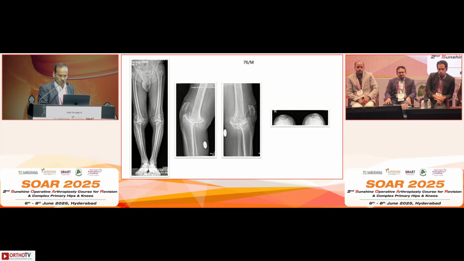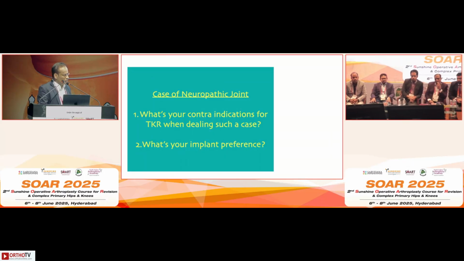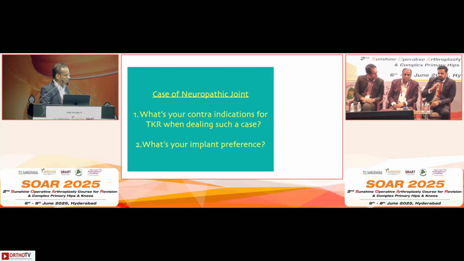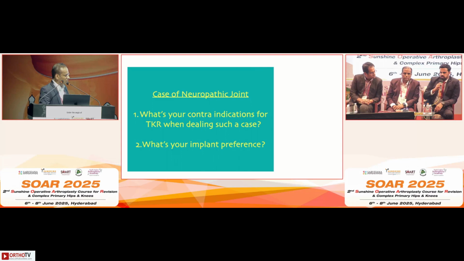So a 76-year-old male, it's a case of a neuropathic joint. Do you have any contraindication for a TKR in neuropathic joints? Anyone can take it? For a neuropathic joint, I wouldn't say TKR is an absolute contraindication, but at the same time, the patient should be counseled that the pain may come down, but implant survivorship should definitely be counseled.